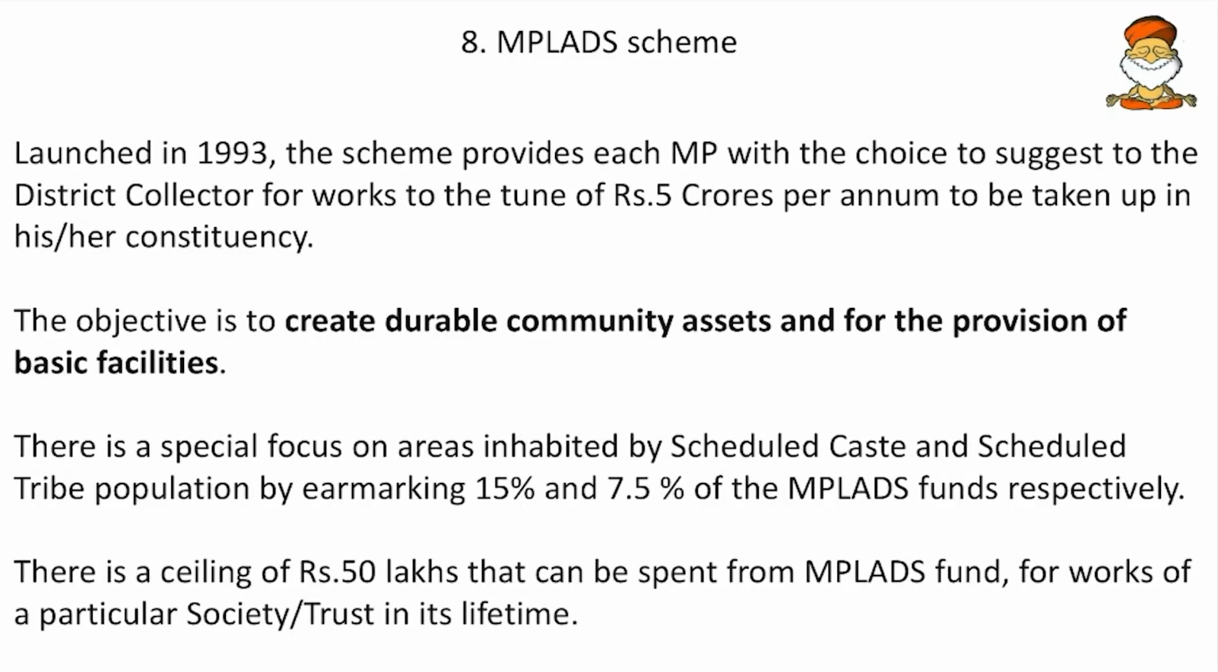So this was launched in 1993, and the scheme provides each MP with the choice to suggest to the district collectors works to the tune of 5 crores per annum to be taken up in his or her constituencies. The objective is to create durable community assets for the provision of basic facilities. So with this good intent, some 5 crore of money is given to the MPs every year.